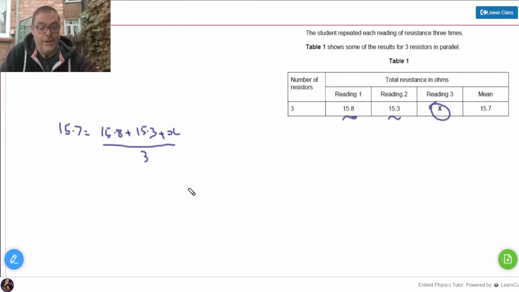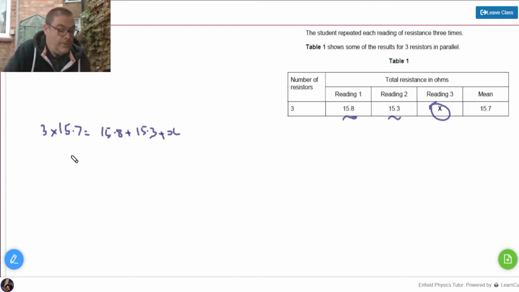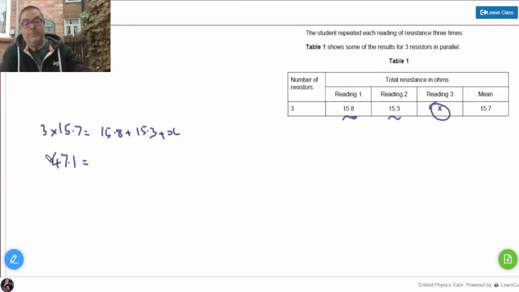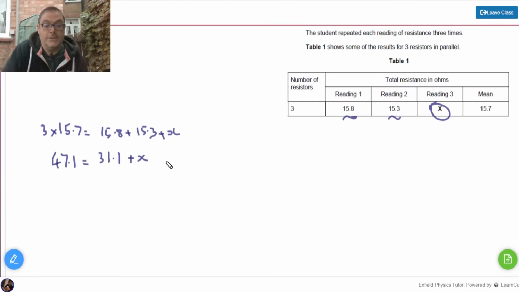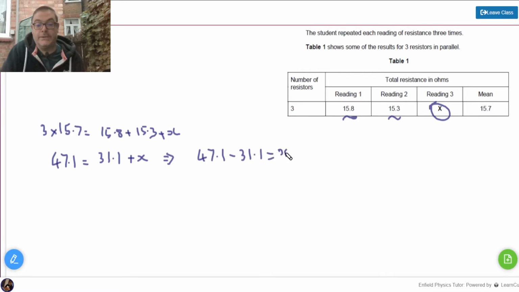Now I'm going to take that 3 and put it onto the other side like this. 3 times 15.7. 3 times 15.7 is 47.1, and now we'll add up 15.8 and 15.3. 31.1 plus x. So that tells us that x is going to be equal to 47.1, take away 31.1, and that's going to equal x. So x is going to be 16.0.